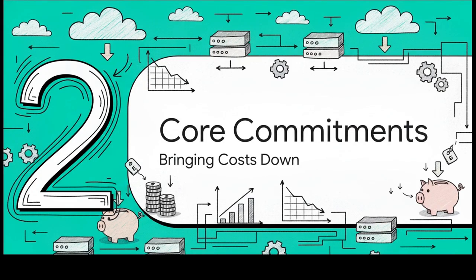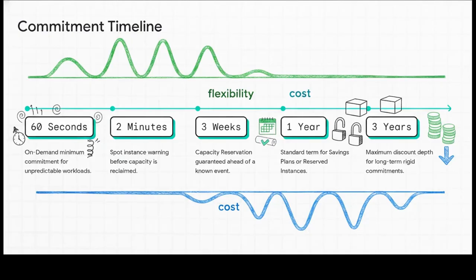So, how do we actually fix this? That brings us to Section 2, Core Compute Commitments. Let's look at the foundational tools AWS gives us to pull those costs back down to earth. When we lay out the commitment timeline, you get this really wide spectrum. Way over on the far left, you've got the 60-second minimum for on-demand, or even a 2-minute warning with spot instances. Right in the middle, you're reserving capacity a few weeks ahead of time. And then all the way on the right, you're locking in for 1 or 3 years. The golden rule of cloud economics here is that flexibility always trades off with cost. Basically, the longer and more rigidly you commit, the less you're going to pay.